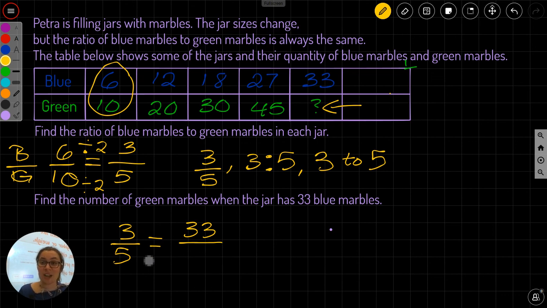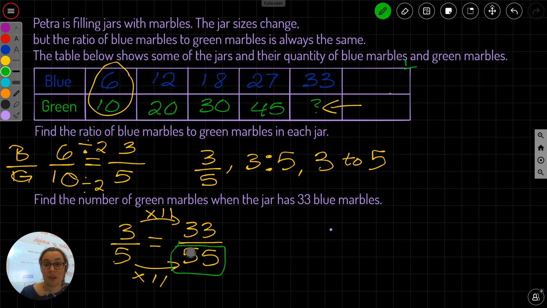Well, it's an equivalent fraction. How do I go from 3 to 33? Well, that's times 11. And of course, what I do to the top, I gotta do to the bottom. So, I'll multiply the bottom by 11 as well. Times 11, which equals 55. So, if there are 33 blue marbles, there will be 55 green marbles. And that's it.